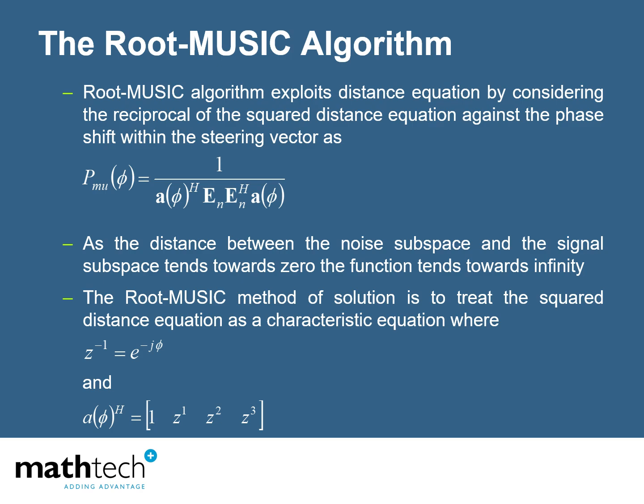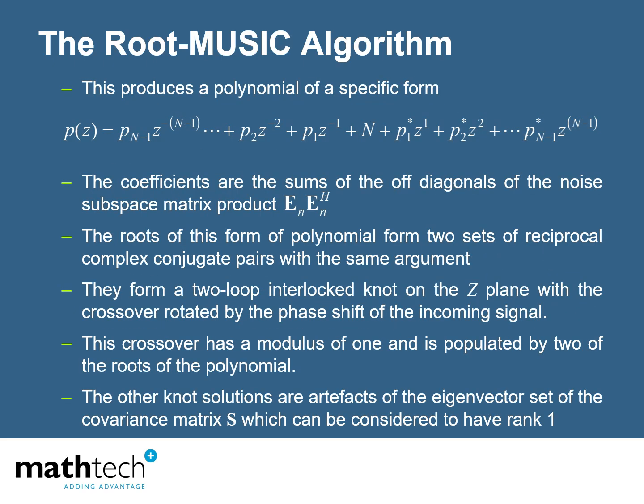Given that a unit delay, z inverse, equals e to the minus j theta, then the steering vector is formed from these delays. Given the distance squared function represented in this way, a polynomial P of z is generated which has a specific form, as shown here. The coefficients, p_i, are the sums of the off-diagonals of the noise subspace matrix product. The roots of this form of polynomial form two sets of reciprocal complex conjugate pairs with the same argument.